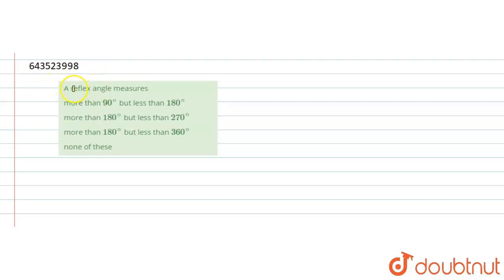Hello everyone. In this question, we have to find the measure of reflex angle. A reflex angle is an angle which is more than 180 degree and less than 360 degree. So we will write it as angle is less than 360 degree and more than 180 degree.